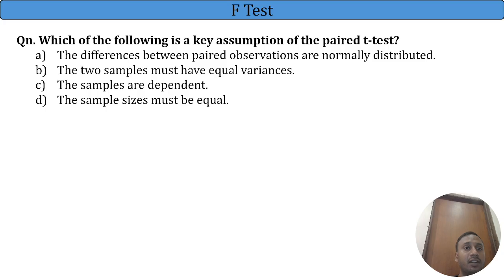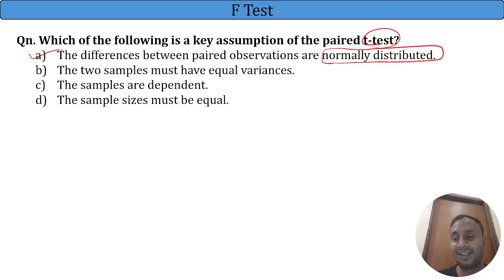Now the third question we have: which of the following is a key assumption of the paired t-test? Whenever we have a t-test, the data should be normally distributed. Yes, sir. The two samples must have equal variance. Is it correct? Yes, sir. It's actually for the independent t-test, not for the paired one.